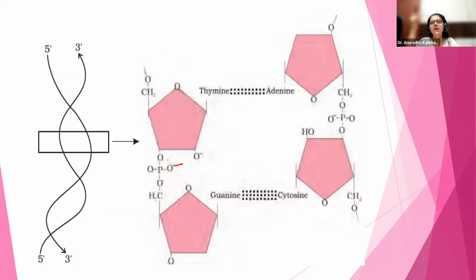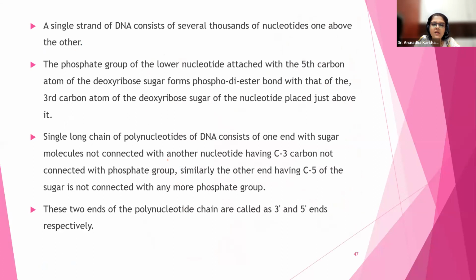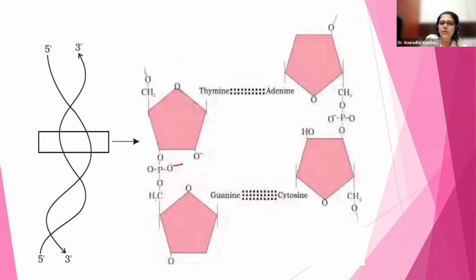Just like in the photosynthesis chapter and the respiration chapter, we have written NADPH plus H plus, if you recollect. Correct? So that is the way it is written. So this is an important point, my dears, for DNA. Now that you have understood the structure, come to the literature. The phosphate group of the lower nucleotide. See this, this is the lower nucleotide. Its phosphate group, this one we are talking about.